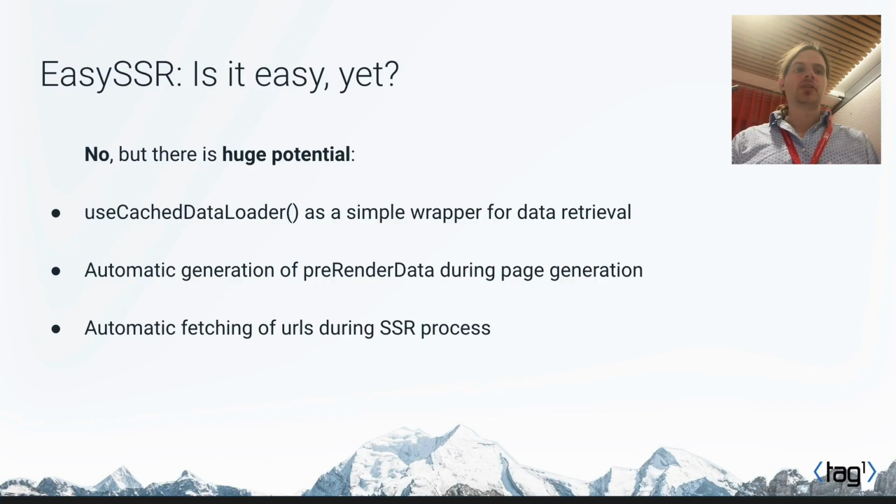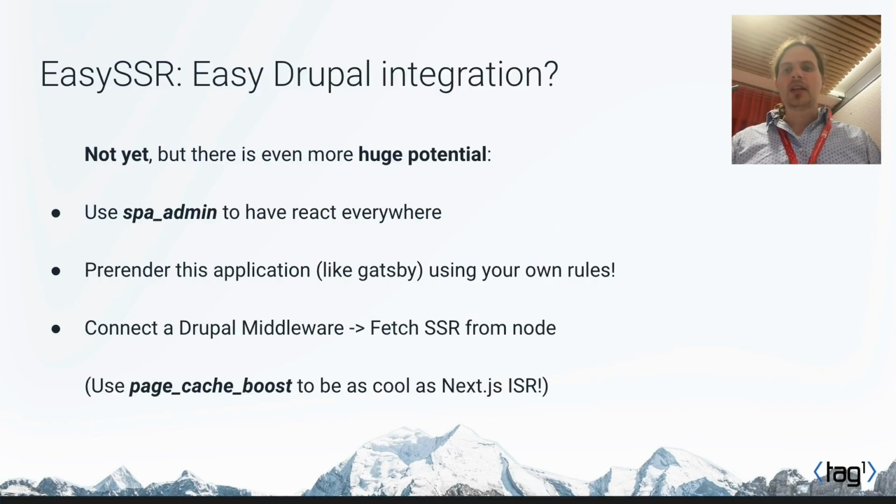In general, the approach is three parts. You're using this cache data loader as a simple wrapper for data retrieval. You are automatically generating this pre-render data during the page generation, and then you are automatically fetching the URLs during the SSR process. And is the Drupal integration easy? No, not yet either, but there's also a huge potential.